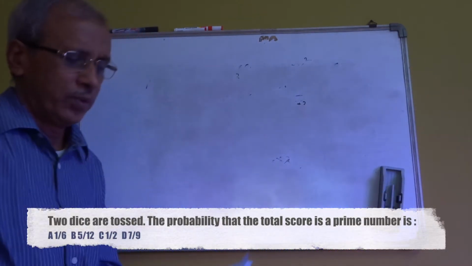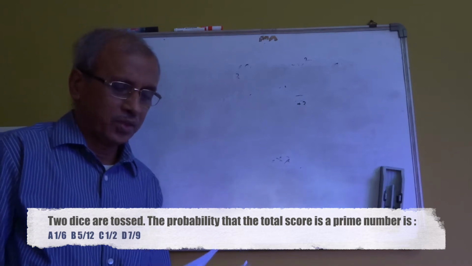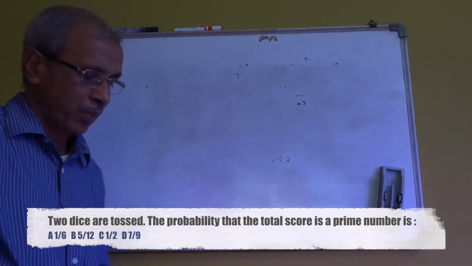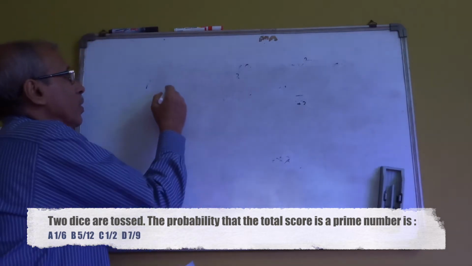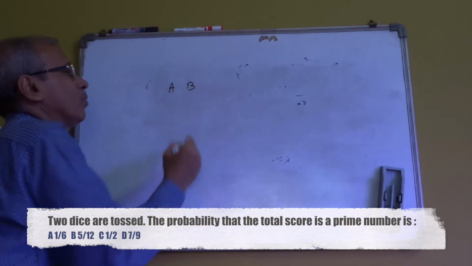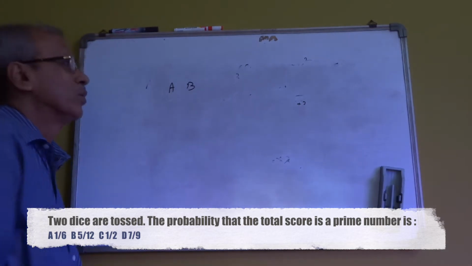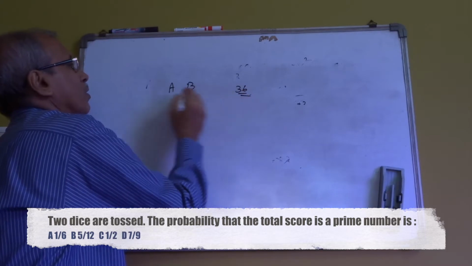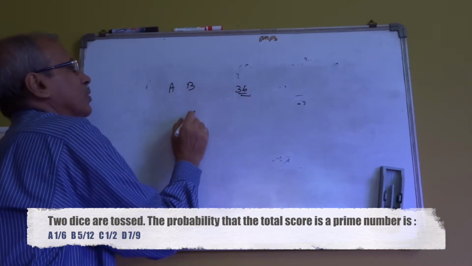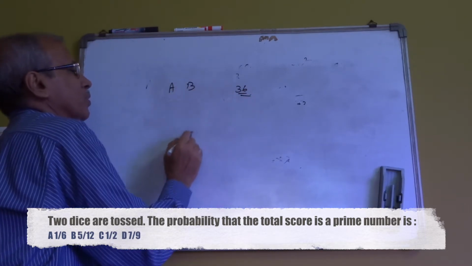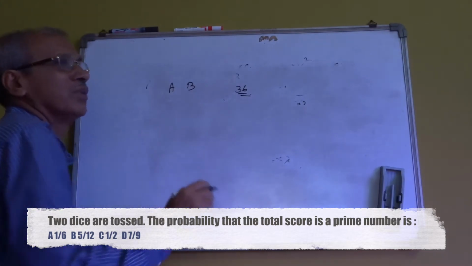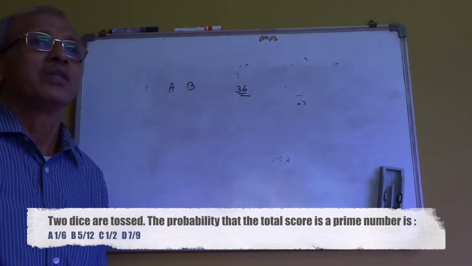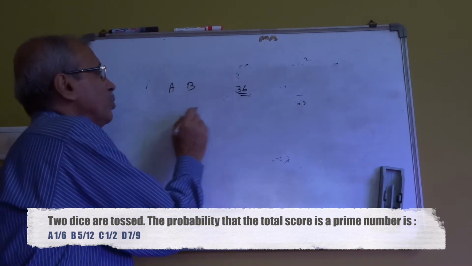One more problem we will do. 2 dice are tossed, the probability that the total score is a prime number. Again I told you, A, B, 2 dice are thrown simultaneously, so the total is 36. This I told you earlier. This can be 1, this can be 1, 2, 3, 6. This can be 2, 1, 2, 6. 3, 1, 2, 6. 6 sixes are 36. Now the other condition they say is the sum should be a prime number.